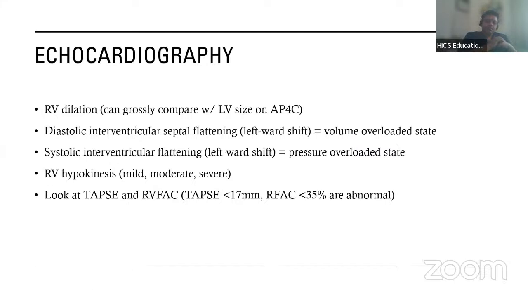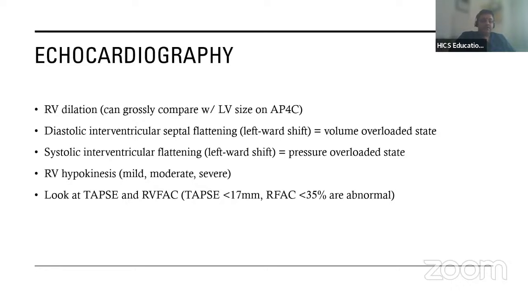Echocardiography is probably the most important tool which every intensivist has to learn for the assessment of the right heart, where by eyeballing, you can look at the right ventricular dilatation and roughly compare with the left ventricular size on the apical four-chamber view. As has been described before, we can look at the diastolic interventricular septal flattening, where the septum is shifting towards the left in a volume overloaded state.